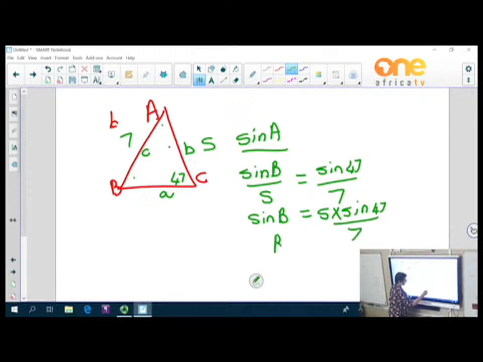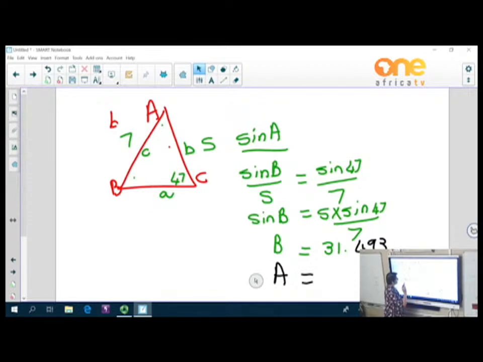This is a second function because you want the angle, second function sine, and I get that B is then 31.493. I'm not going to round off now because I will round off in a final answer. And now we can find A, 180 degrees minus 47 minus that 31, and my answer is 101.5 degrees. Then I can find that angle then there.